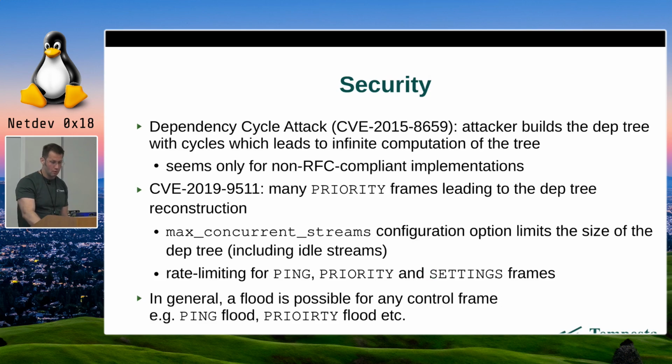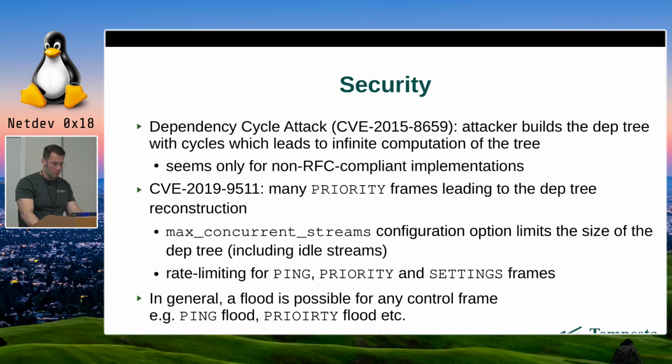The last topic is about security. The first CVE is pretty old. It's from 2015, and it's about building the dependency tree. If we have a dependency tree and the leaf depends on the root, it assumes that the scheduler will spin forever and so on. However, the RFC clearly states that in such a case, if we have a dependency cycle, we need to reprioritize to the service stream 0, and it seems that the CVE is only applicable to non-RFC compliant implementations.